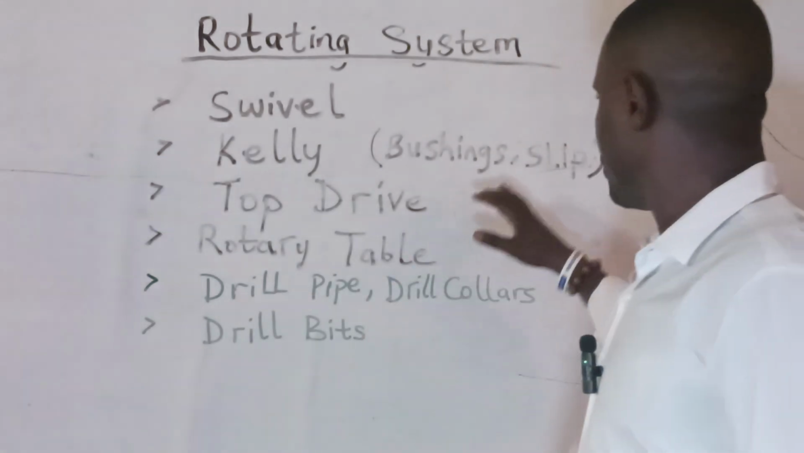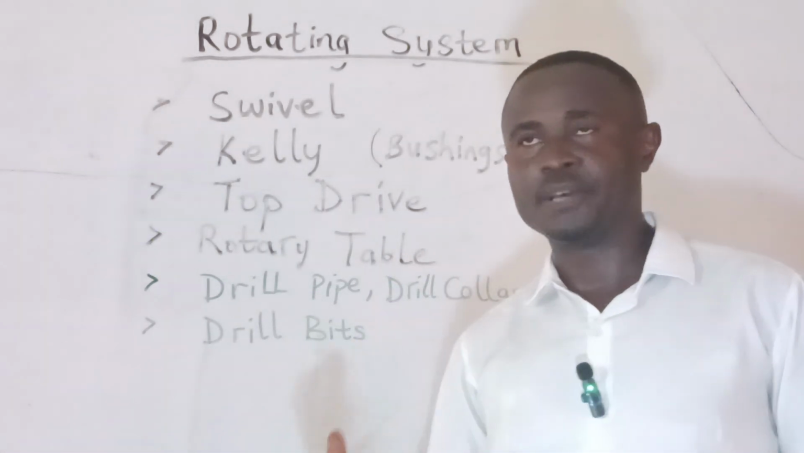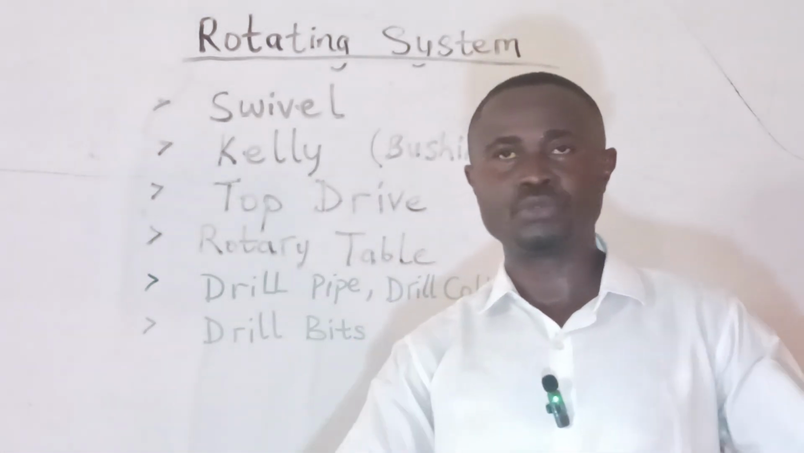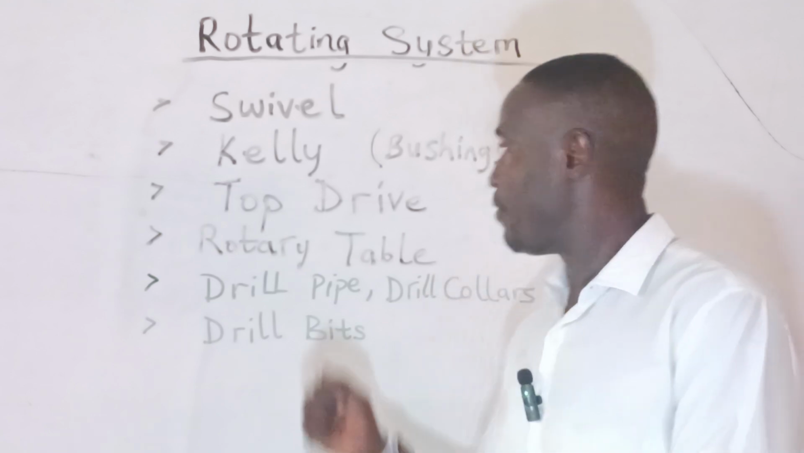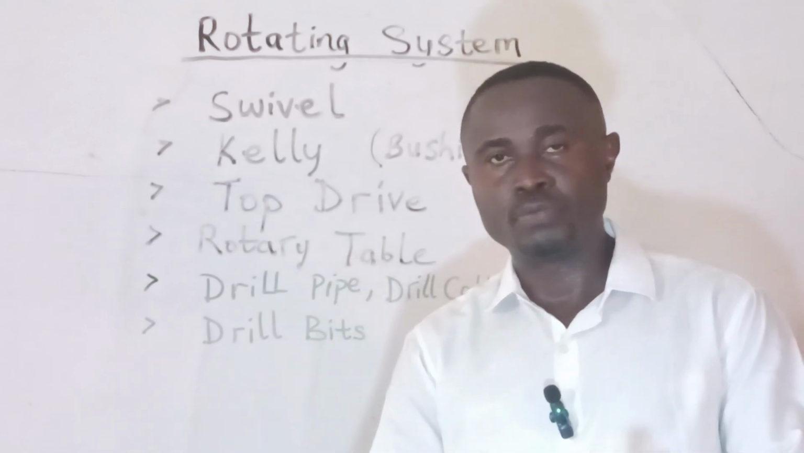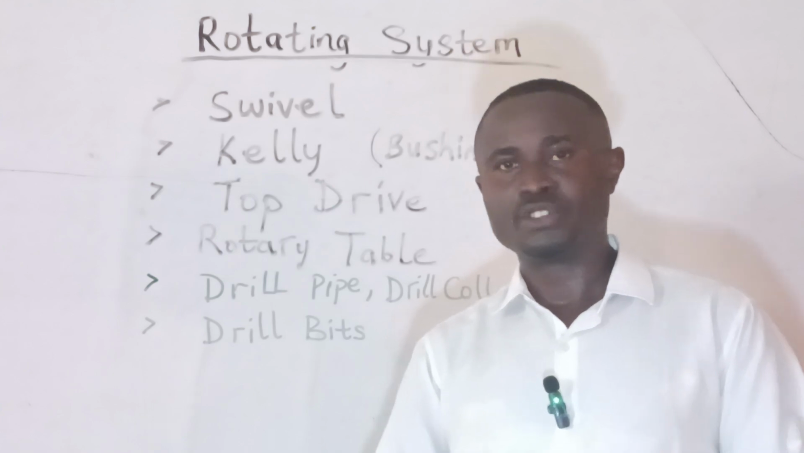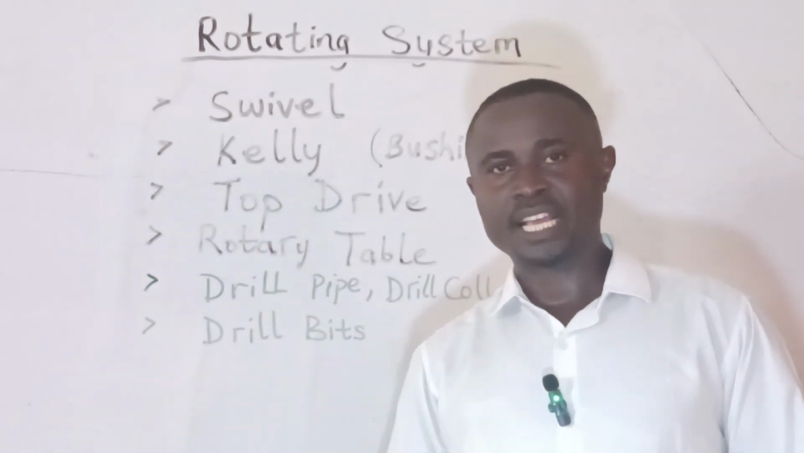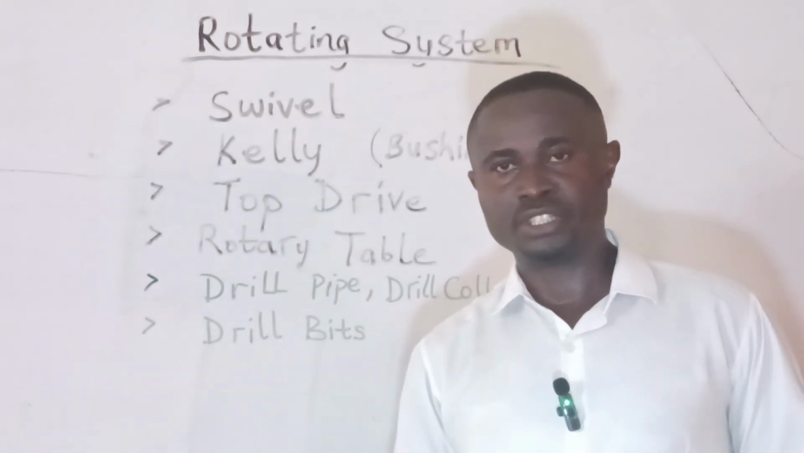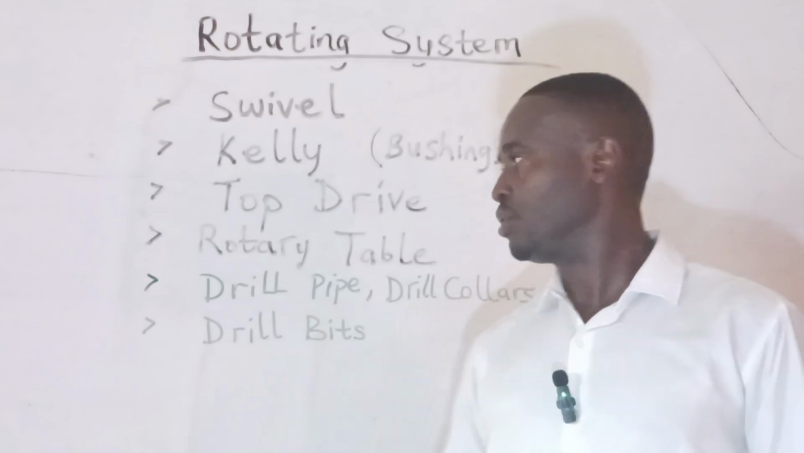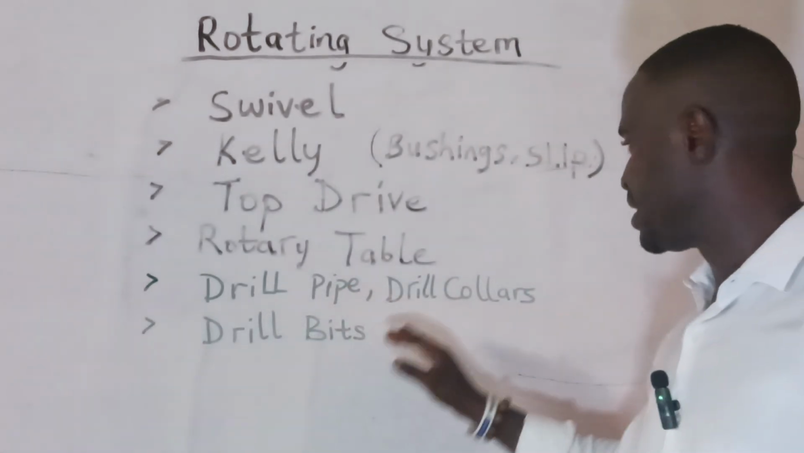All right, and so we have slips. These slips are usually mechanical devices which we use to hook on our Kelly to break pipes, drill pipes and drill collars as the case may be, so we can attach them to the drilling string and then run them into the hole. And so we have the drill pipes and the drill collars.